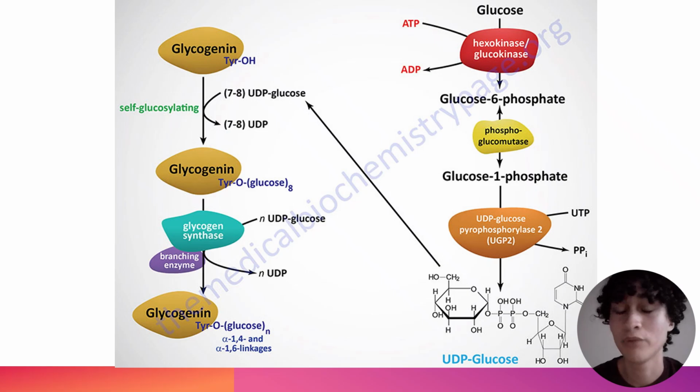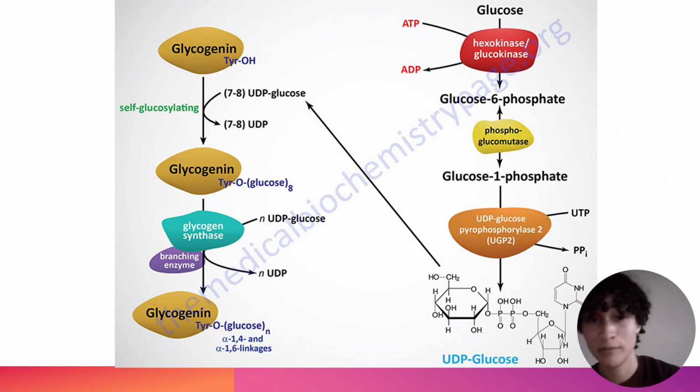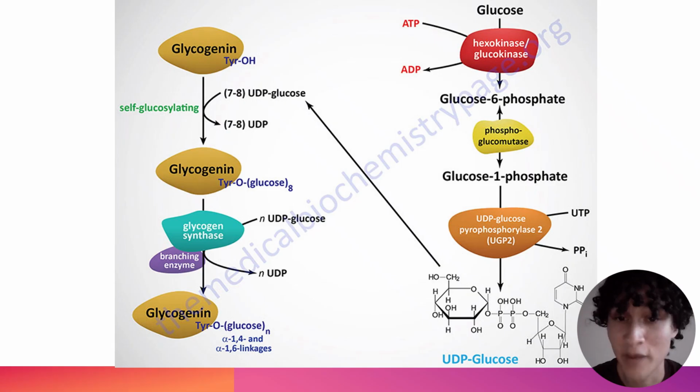But the polymerization process actually requires more activation of this glucose molecule, and how we do that is by adding on a UDP group, a uridine diphosphate group. So UTP, or uridine triphosphate, is used as our UDP donor, if you like. And UDP glucose pyrophosphorylase 2, or UGP2, is the enzyme that will get rid of the gamma phosphate on the UTP to give us UDP, and it attaches it to that glucose molecule, giving us UDP glucose. And UDP glucose is really important in this polymerization process. It's a really good leaving group, and it allows for that polymerization.